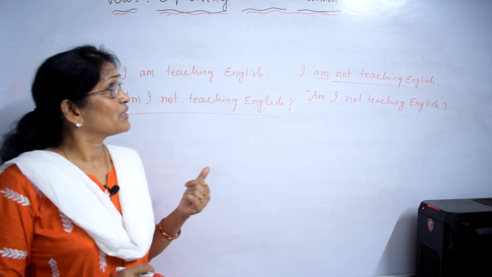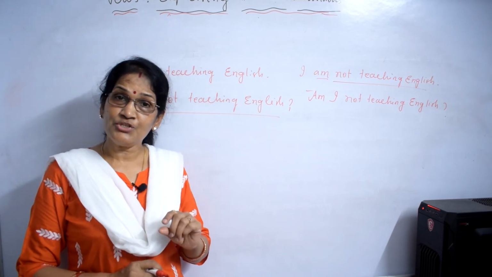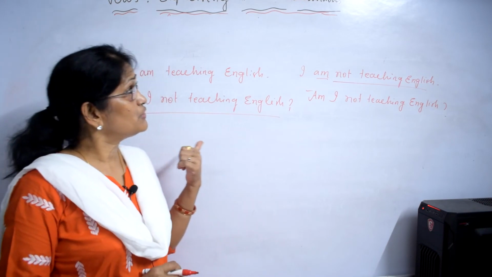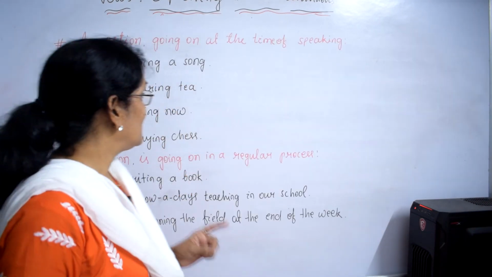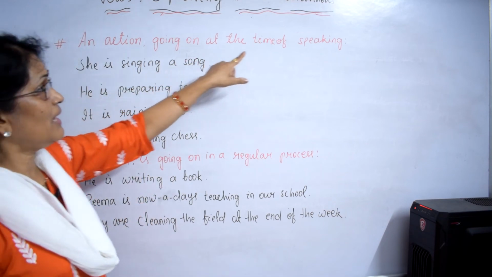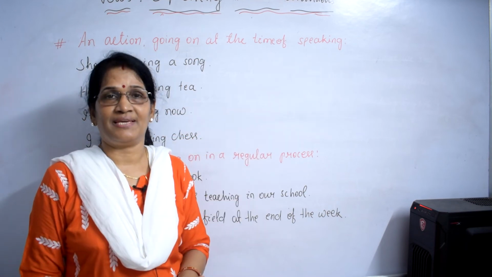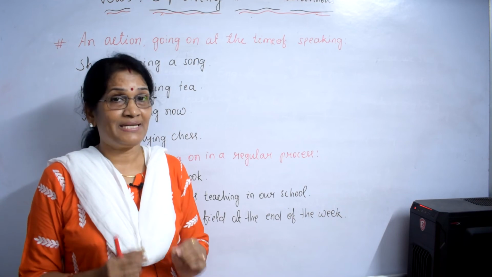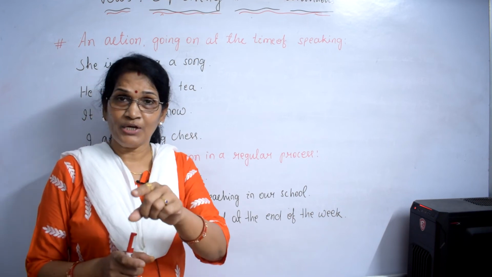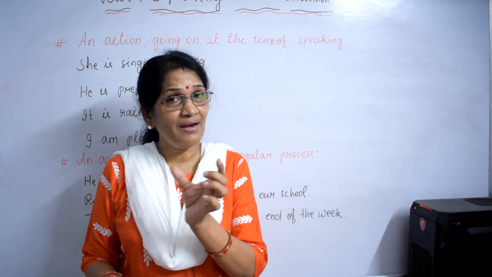Then let's see where you use present continuous tense. Present continuous means also present progressive. Right? So where do you use present continuous tense? We use present continuous to denote an action going on at the time of speaking. At the time of speaking means now. I am speaking. What am I doing? I am teaching. What are you doing? You are listening.